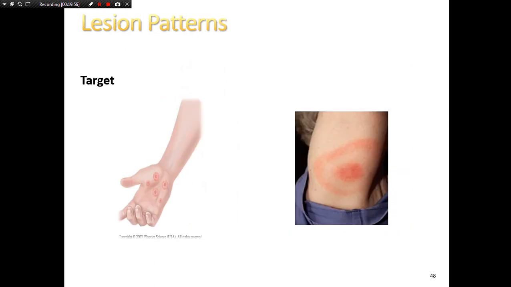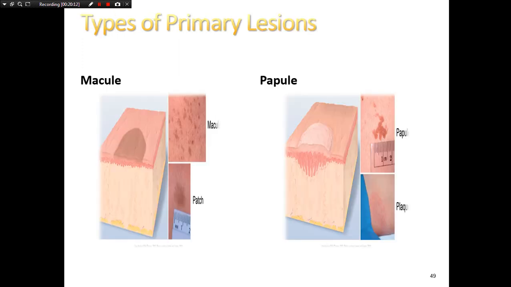Okay, so some other lesion patterns we might see is a target, and I think this picture right here is consistent with a bullseye appearance with somebody who has Lyme disease. And so other types of primary lesions, so a macule, we know this is a flat lesion that is not above the skin and it's less than 1 centimeter. And really the difference is just there's a color variation. So we think of freckles.